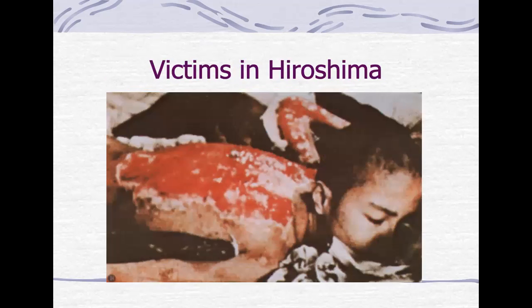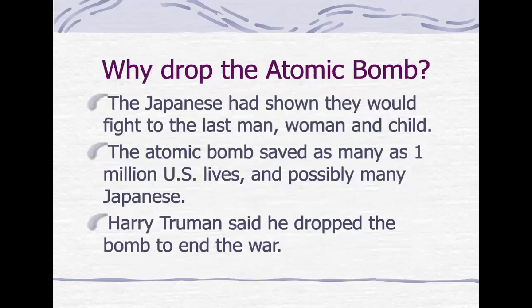A picture of one of the victims of the bomb that was dropped in Hiroshima. So why drop the atomic bomb? The Japanese had shown that they would fight to the last man, woman, and child. The atomic bomb saved as many as 1 million U.S. lives and possibly many Japanese as well. Harry Truman, who was president at this time, said we dropped the bomb to end the war versus Japan.